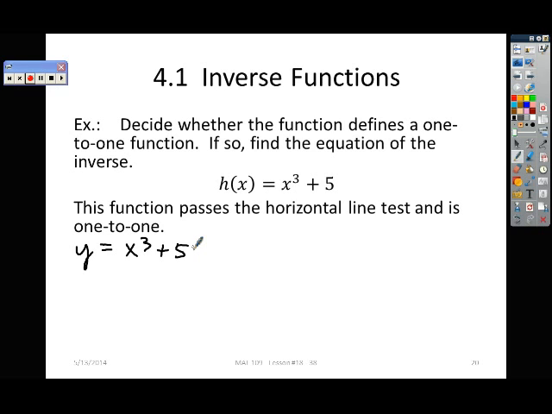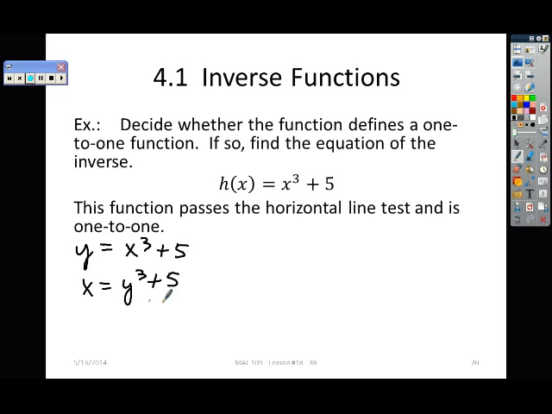Then what? I want to take this and interchange them. So I'm going to write x equals y cubed plus 5. All I've done is, instead of y, I'm going to write x. Instead of x, I'm going to write y. Not really solving anything. I'm just renaming. Now I'm going to solve. I'm going to solve for y.